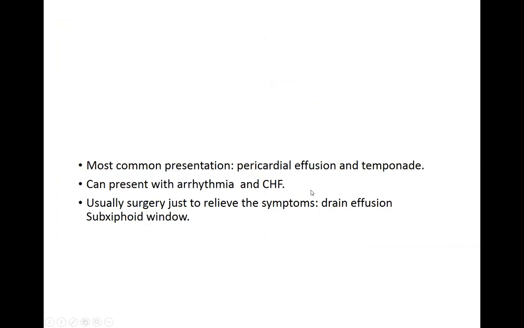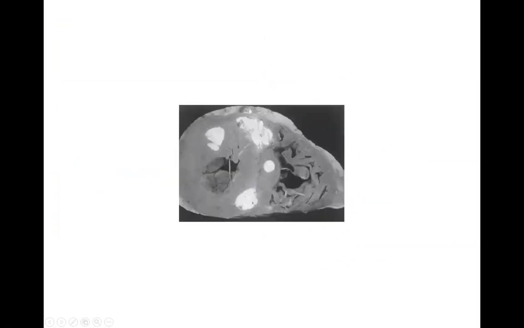With metastasis, the most common presentation is pericardial effusion and tamponade. It can present with arrhythmia and congestive heart failure. Usually, the surgery is just to relieve the symptoms. You do a subxiphoid window and drain. And this is how the cardiac mets look like in an autopsy.